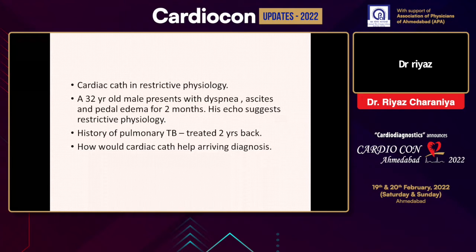Hello everyone. Today I'll be discussing a case scenario of a 32-year-old male who presented to us with dyspnea, ascites, and pedal edema for 2 months, and his echo was suggestive of a restrictive physiology. He has a past history of pulmonary tuberculosis for which he was treated 2 years back. Now, how would a cardiac catheterization help us in arriving at the diagnosis? That's what we are going to discuss today.